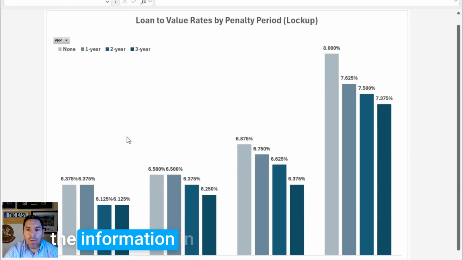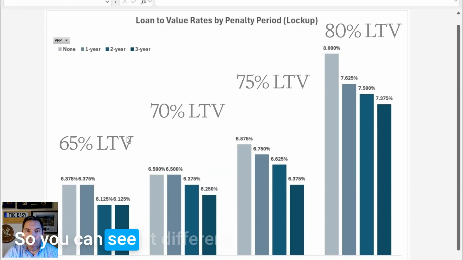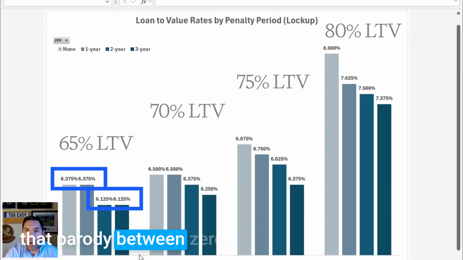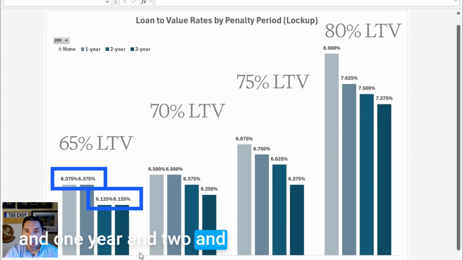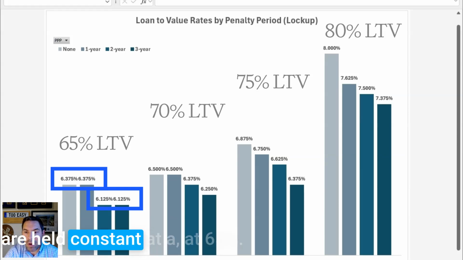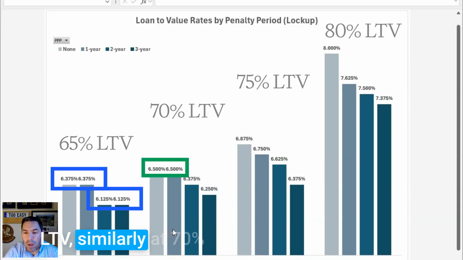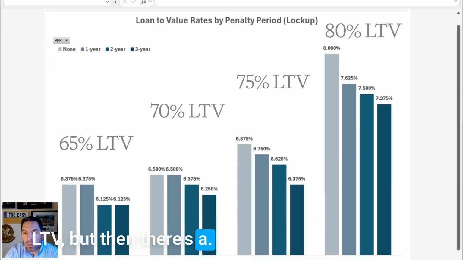Here I've just graphed the information in a different manner. So you can see at different LTVs how the prepayment penalty resulting interest rates break out. And so again, you can see that parity between 0 and 1 year and 2 and 3 year, where the rates are held constant at 65% LTV. Similarly, at 70% LTV, but then there's a premium placed on the 3 year prepayment penalty. And then you see a greater dispersion as the LTV increases.